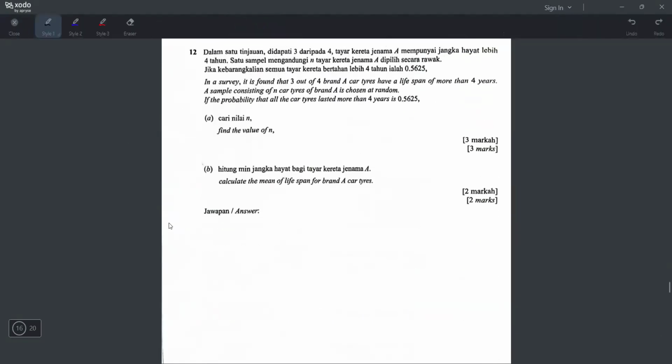Okay, number 12. Let's do number 12. In a survey, it is found that 3 out of 4 brand A cars have a lifespan more than 4 years. So we can say that the probability of lifespan more than 4 years is 3 out of 4, right? 3 over 4.